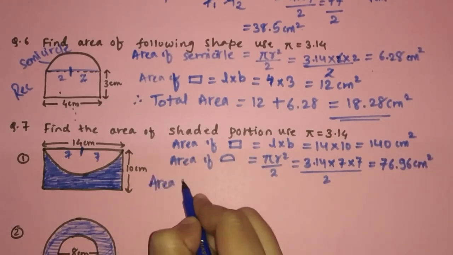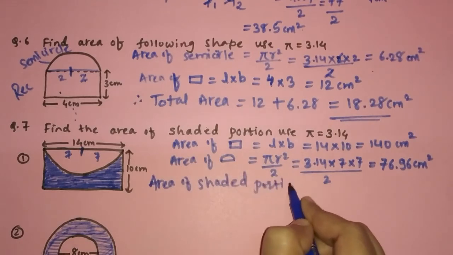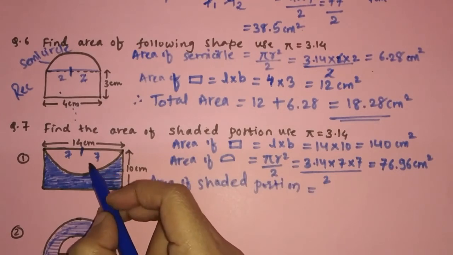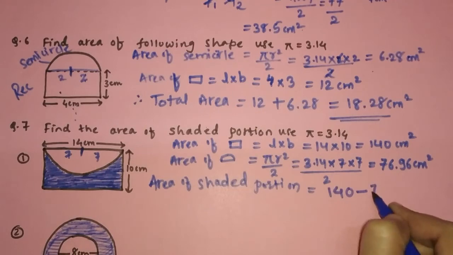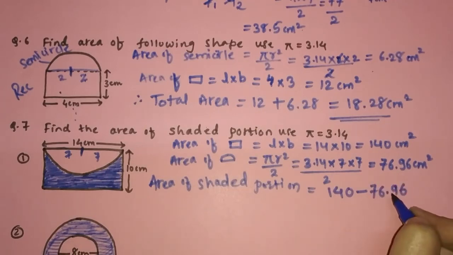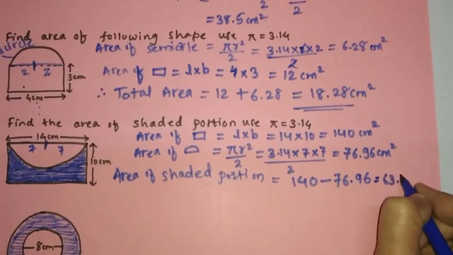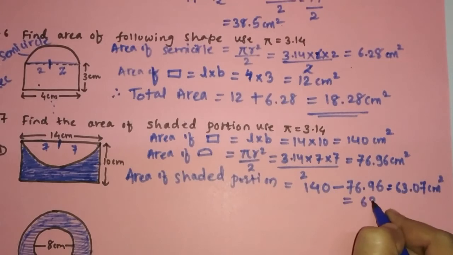Now friends, the area of the shaded portion. We just have to do the subtraction of this semicircle from the rectangle's area. So 140 minus 76.93. If we do, we'll get 63.07 centimeter square. So you can write 63 centimeter square if you want to write up to 1 decimal place.